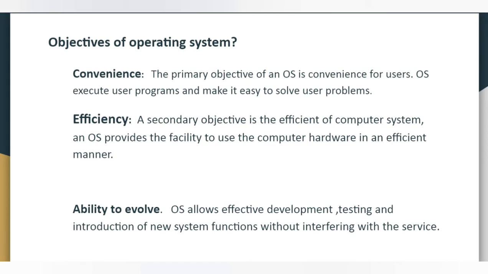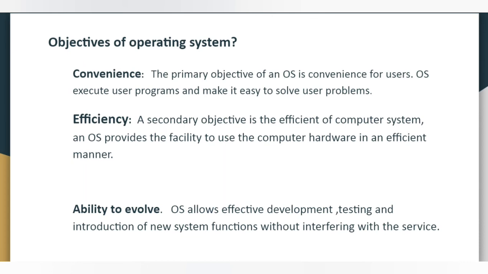Efficiency. A secondary objective is the efficiency of the computer system, and the OS provides the facility to use computer hardware in an efficient manner. So with the help of the operating system, we use the computer system in an efficient way. We perform different operations easily. This is because all of the complicated things are done by our operating system.